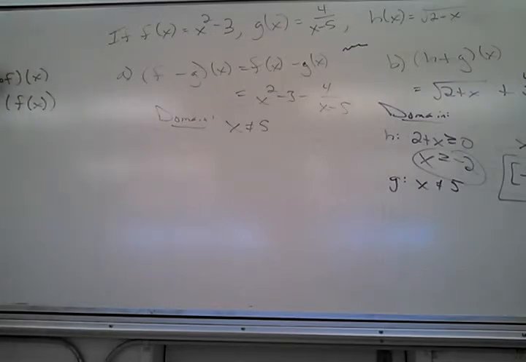H of f of x. You write it better as h of f of x. So what function are you plugging into what function? You're plugging f into h. So you can really just replace f with what it is, x squared minus 3. Now that's got to go into h where the x is.